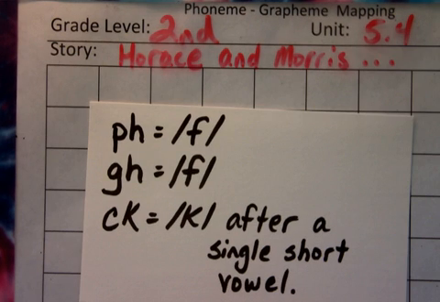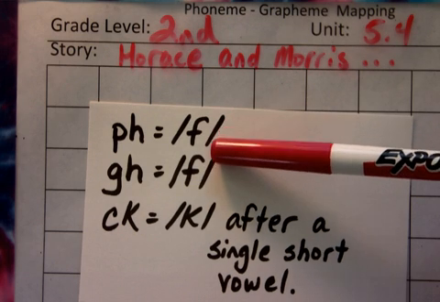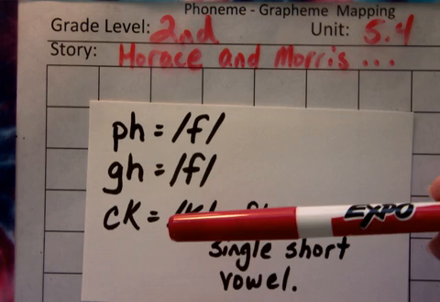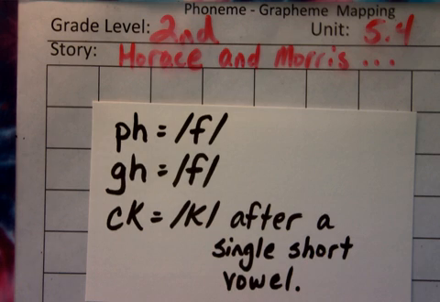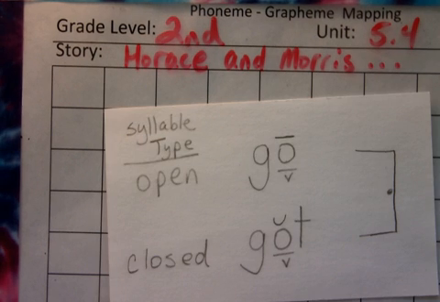We've got several different unusual spellings of our words this week, so I wanted to review them before we get into our words. The PH can say the /f/ sound. The GH can say the /f/ sound. And the CK can be spelling the K sound when it's after a single short vowel. Now we need to know when we see a single short vowel, we need to know if it's short or long by knowing our syllable types. That's why it's important to know syllable types. So let's review them right quick.